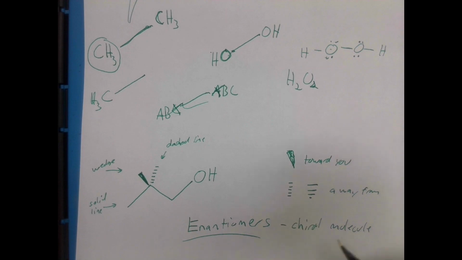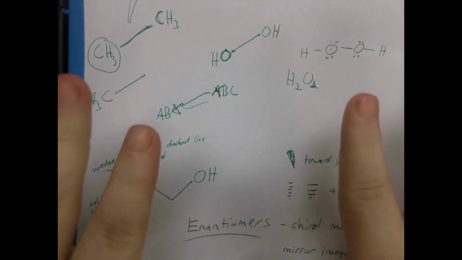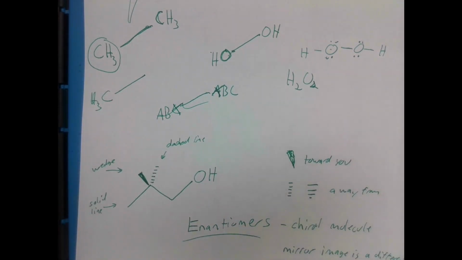A chiral thing is like your hands. Mirror images of each other. A mirror image is a different molecule. Because they exist in three-dimensional space, think about your hands. Are they identical? Can you put a left-handed glove on your right hand? Can you rotate your hand around and put it in? No, your right hand is fundamentally different from your left hand.